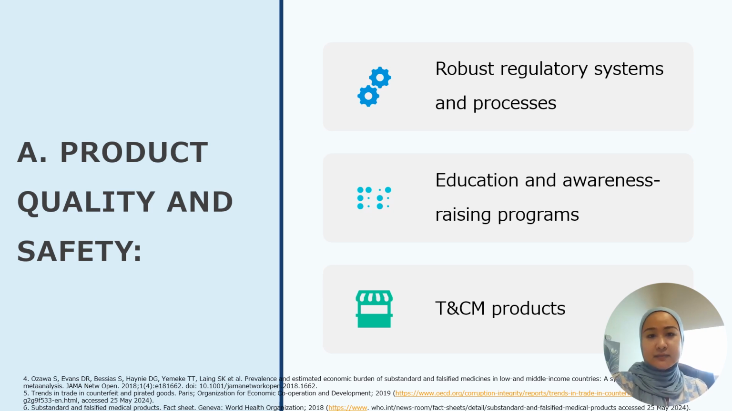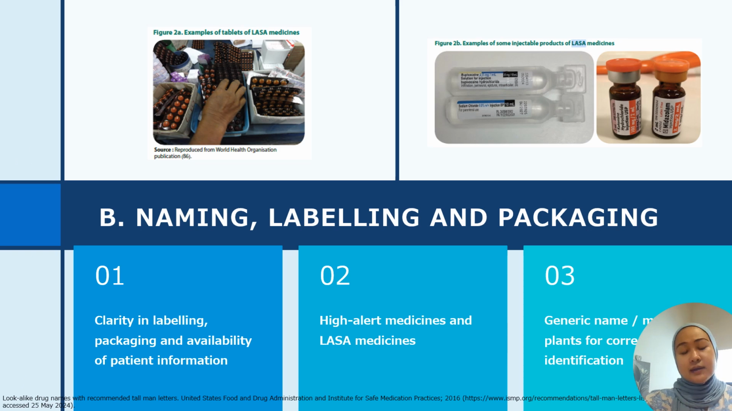So under this subsection 2, which is naming, labeling and packaging, it's always emphasized to ensure clarity in terms of the labeling, packaging and availability of patient information, especially during the process of registration of pharmaceutical products. Second, we should always focus on labeling the high alert medication and LASA medication for clear identification, for example, by using Tall Man lettering and auxiliary labels.